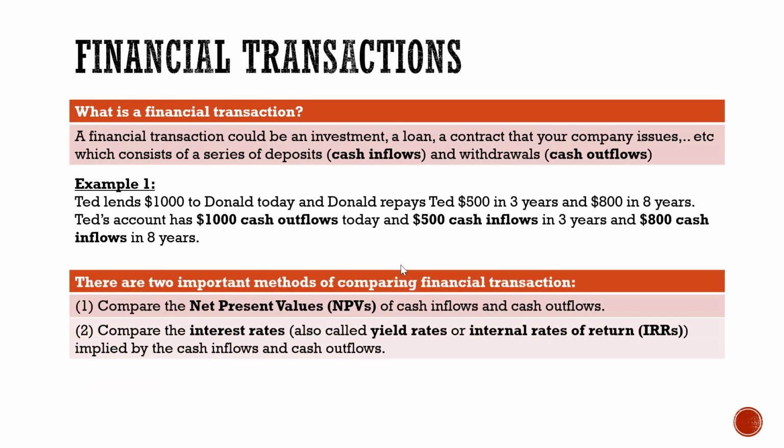And to compare different financial transactions, there are two important methods. The first method is we compare the net present values, NPV, of cash inflows and cash outflows. The second method is called the IRR method, and we compare the interest rates, also called IRR or internal rates of return, implied by the cash inflows and the cash outflows. So let's take a look at the first method, net present values.